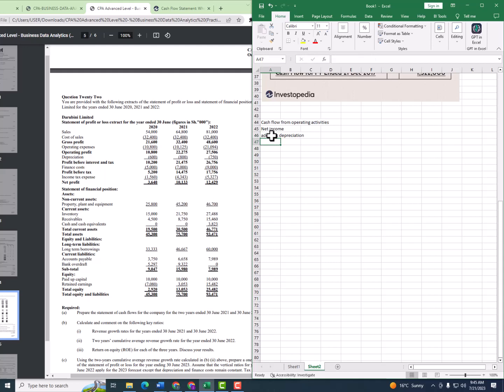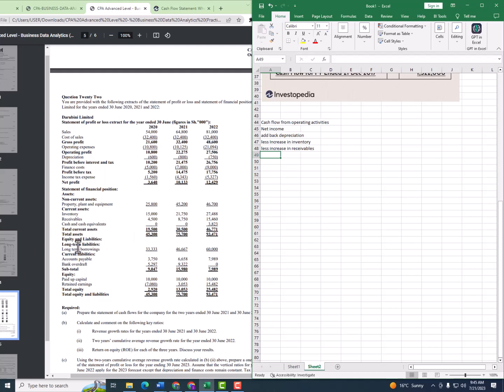Secondly, we look at increase in inventory. Then we also have receivables that were increasing. So when the inventory is increasing, we are going to less it. So less increase in inventory, less increase in receivables. And then that's it for current assets. We do not include the cash and cash equivalents.